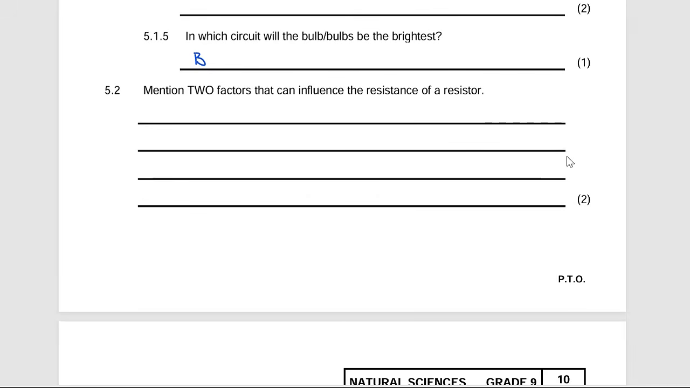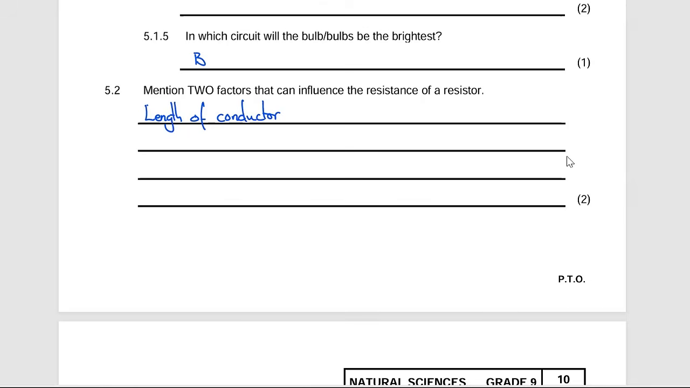Then 5.2 says, mention 2 factors that can influence the resistance of a resistor, right? So we've got different factors that can affect this one, right? So I will start with the length of the conductor. So as my first option there, length of conductor, okay?